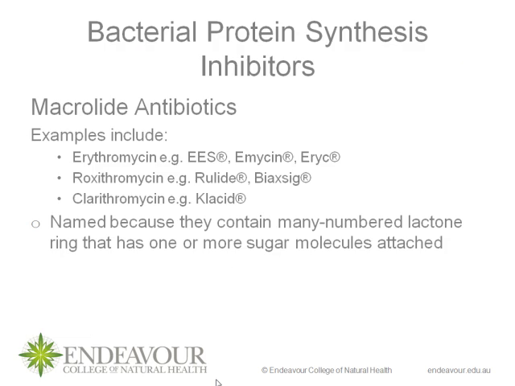The antibiotics that inhibit protein synthesis in bacteria include the macrolides, a chemically consistent class of antimicrobials, so you'll see that reflected in the name, ending in THROMYCIN. So we have the erythromycin antibiotic, roxithromycin and clarithromycin. These are named because of many lactone rings, and these lactone rings contain sugar molecules.